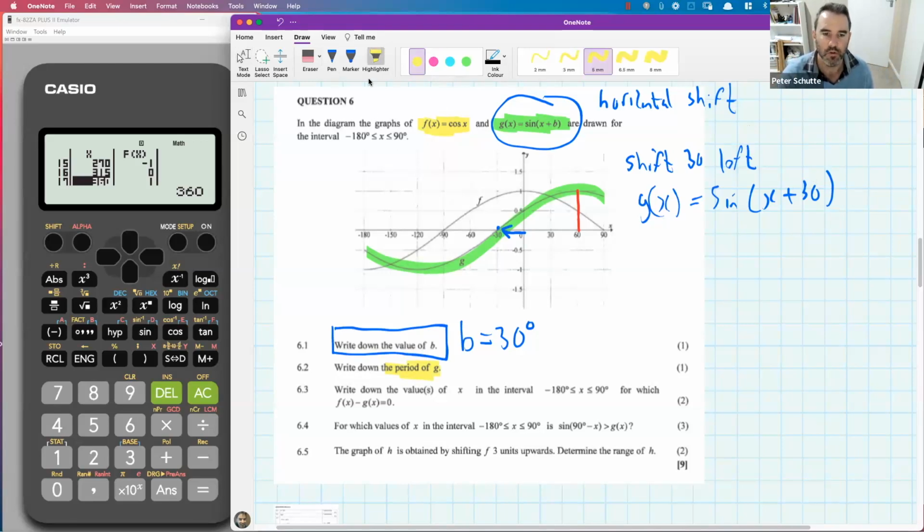Okay, 6.2, the period is indeed 360 degrees. This is a sine graph and its period has not been changed. And so it remains 360 degrees.